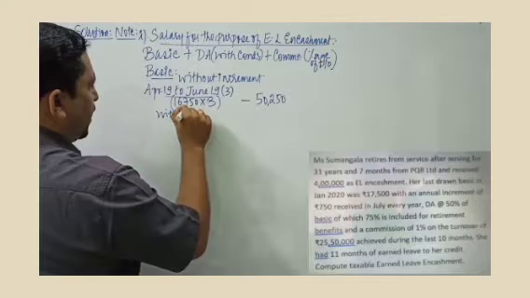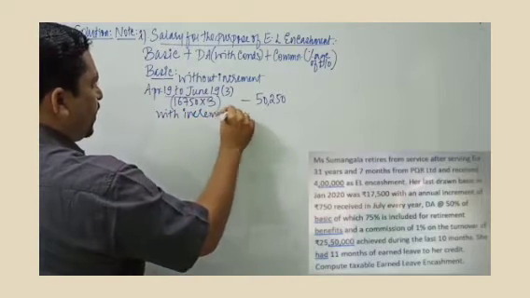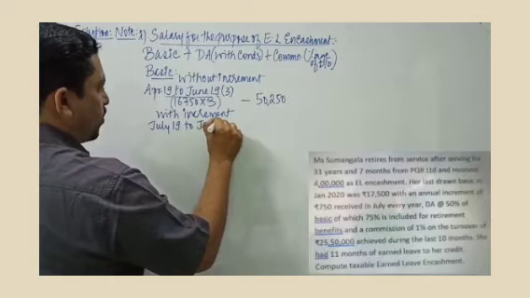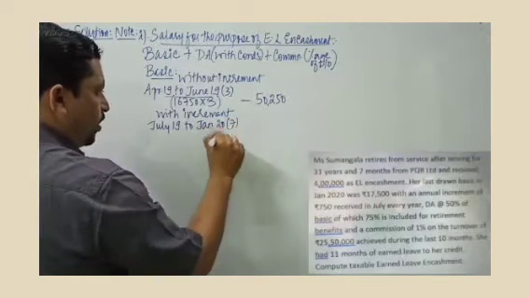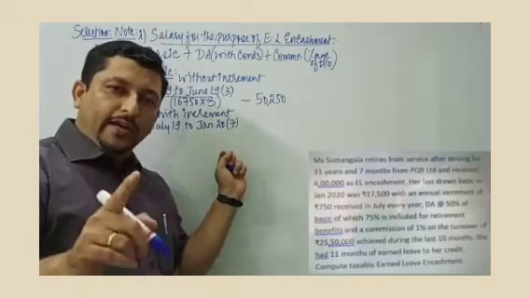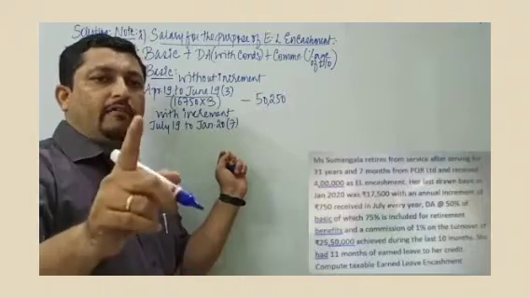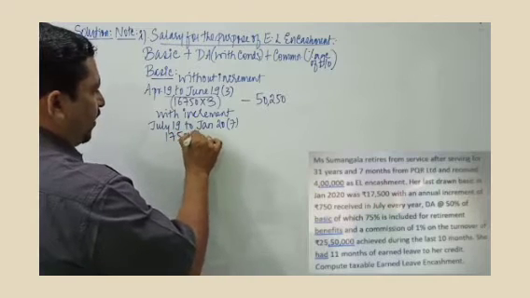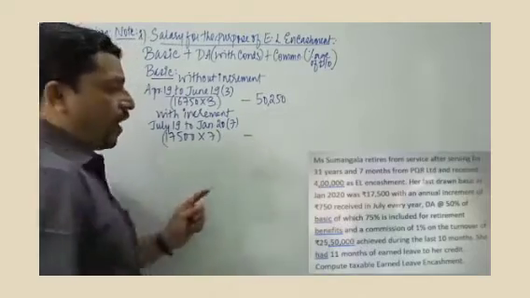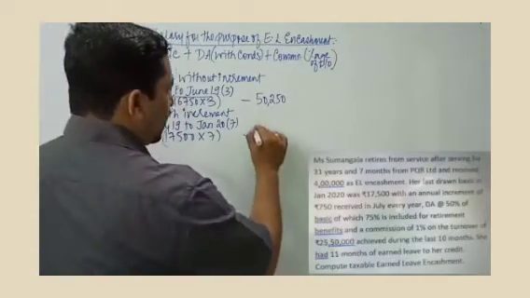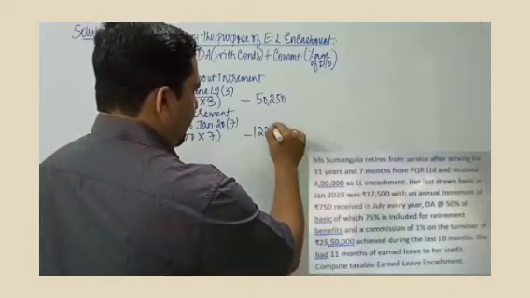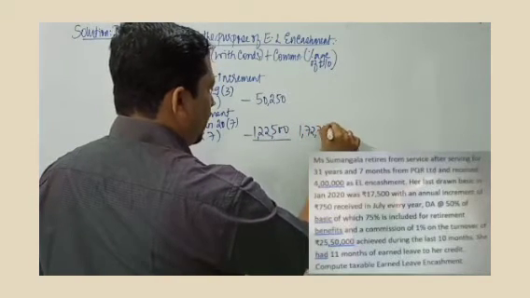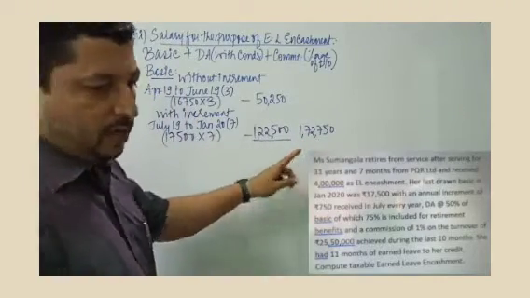Next we talk about with increment. With increment will be from July 2019 to January 2020. So this will be for 7 months. Point to note, January is the month of retirement and the month of retirement is included in the valuation of earned leave encashment salary. So this is 17,500 into 7, which will give you 1,22,500. So total basic would be 1,72,750.